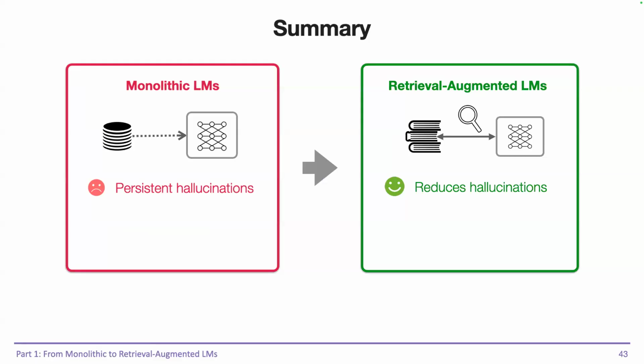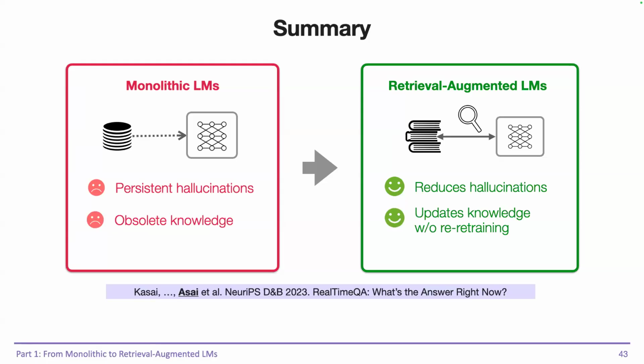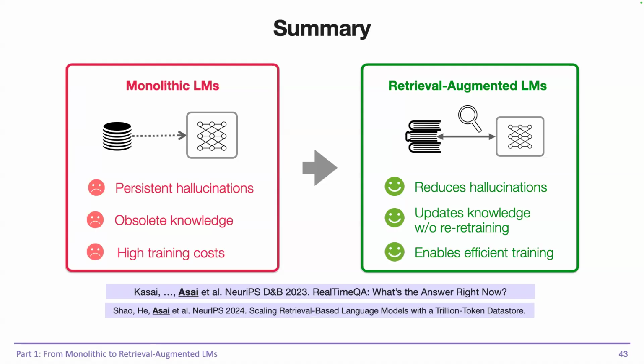This also provides benefits other than reduced hallucination. In the interest of time, I won't go into the detail, but my research also demonstrates the ability to update knowledge efficiently without expensive retraining, and to substantially reduce pre-training cost by eliminating the need to encode all the knowledge in model parameters. I also led the first tutorial on retrieval-augmented language models at ACL, which has now been widely adopted in many university courses and other tutorials.